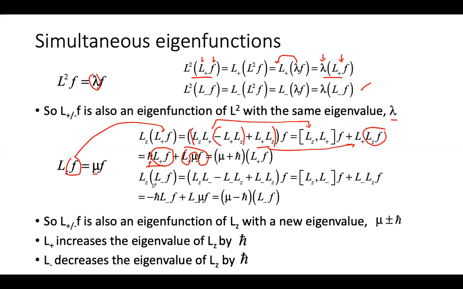And just to be clear, and I won't go through it in the same detail, but if you do the same thing with the lowering operator, what it does is subtract h bar from the original eigenvalue of the angular momentum operator z component. Okay, so bottom line, L plus minus operating on f is also an eigenfunction of Lz, just like f was an eigenfunction of Lz, with a new eigenvalue that either raises the eigenvalue by h bar or lowers it by h bar, depending on whether you're using the raising operator, in which case it increases the eigenvalue by h bar, or the lowering operator, in which case it decreases it.